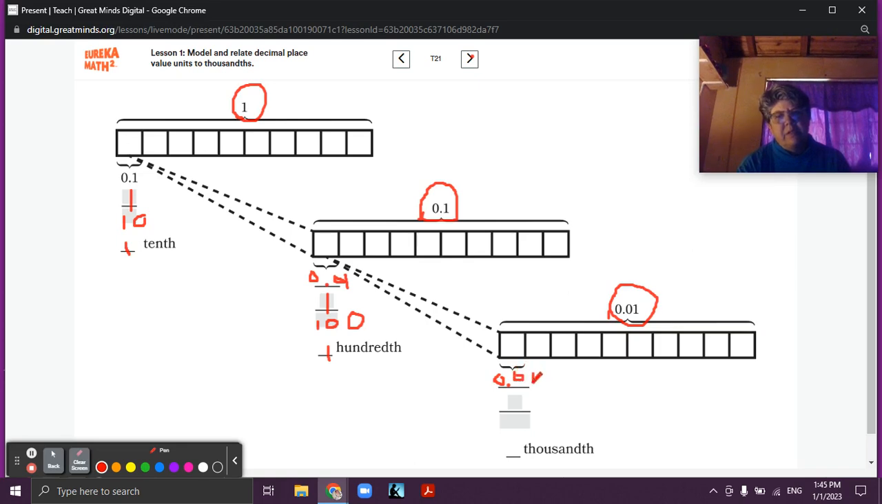Oh, sorry. Doesn't look very much like a 0, does it? There we go. Try to make it more like a 0. Okay, and then we have 1/1000, and then we have 1/1000ths.